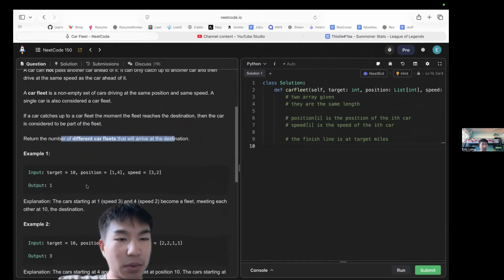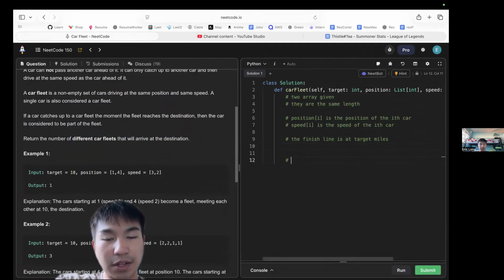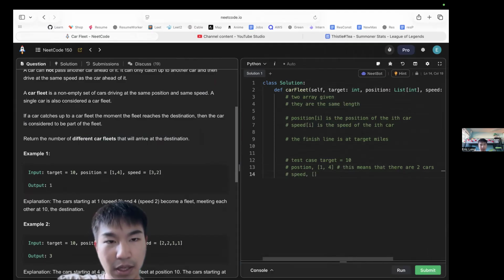Let's say an example: our target is 10, so the finish line is 10. Let's run through a test case. Target is equal to 10. Positions are 1 and 4. I think we could put a comment: this means that there are two cars. Next would be speed. Speed would be 3 and 2.